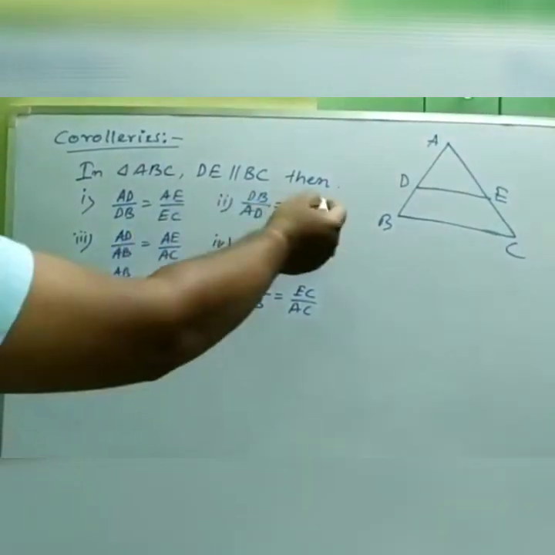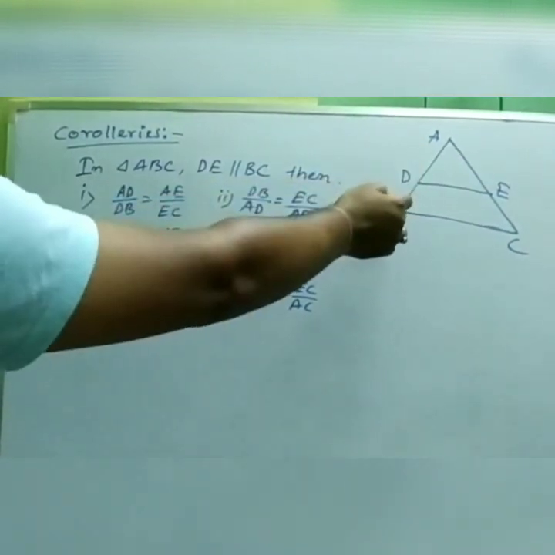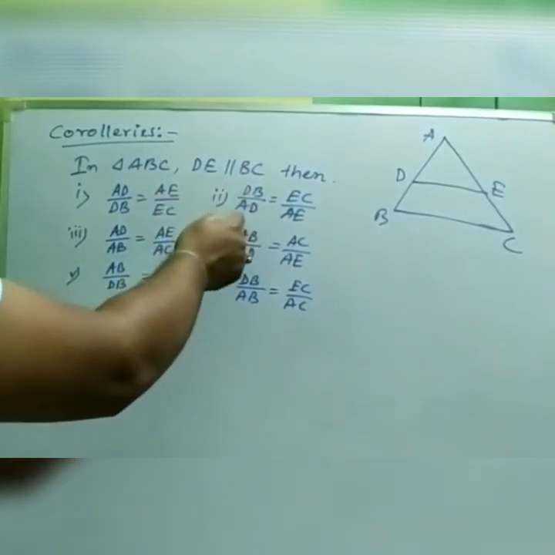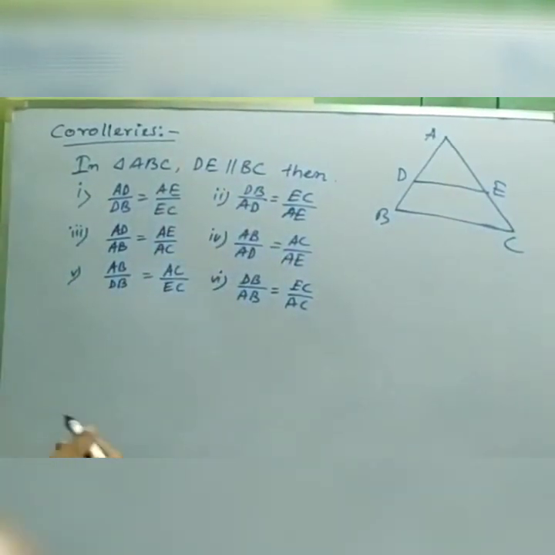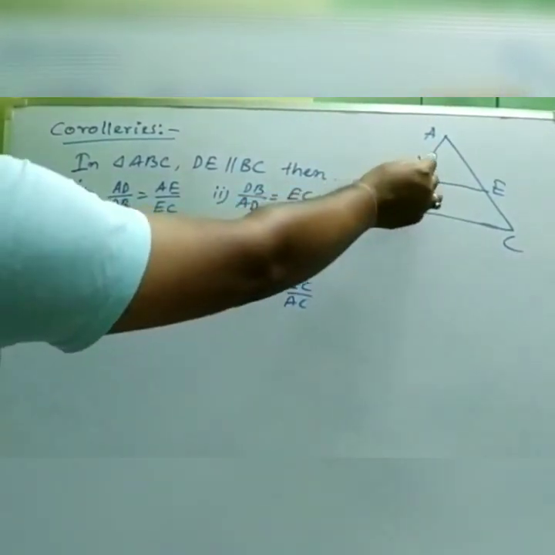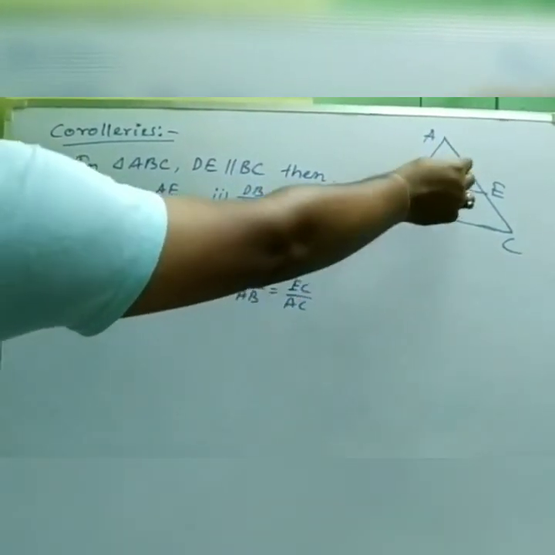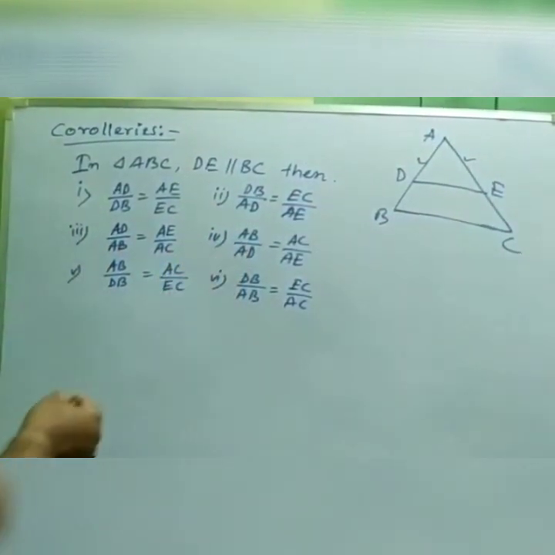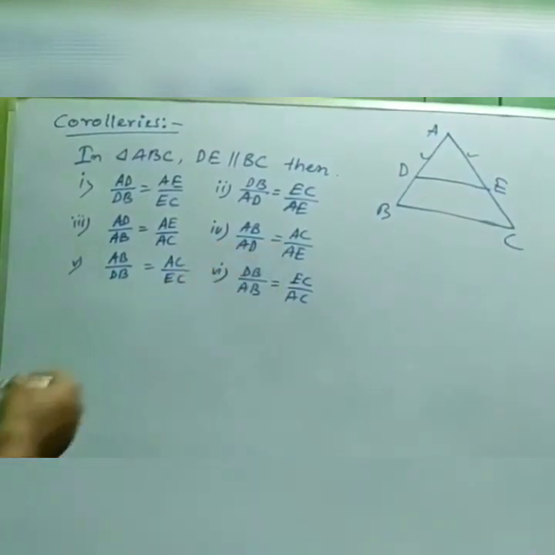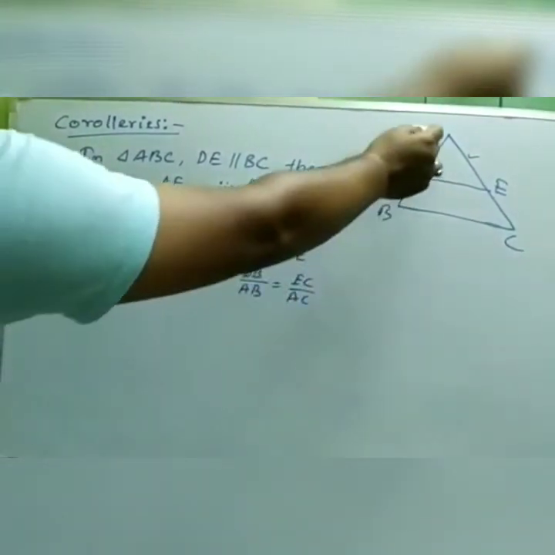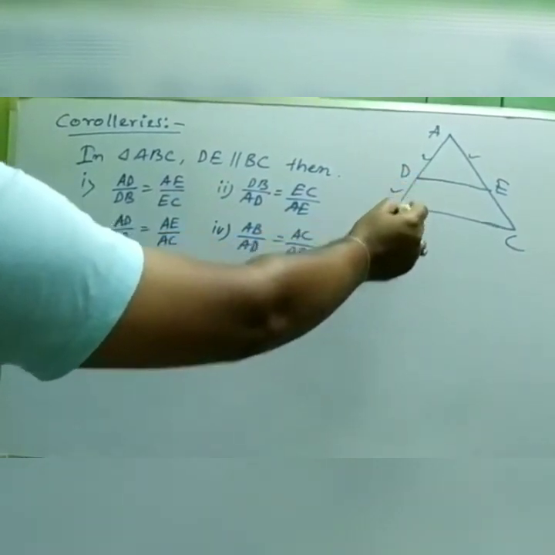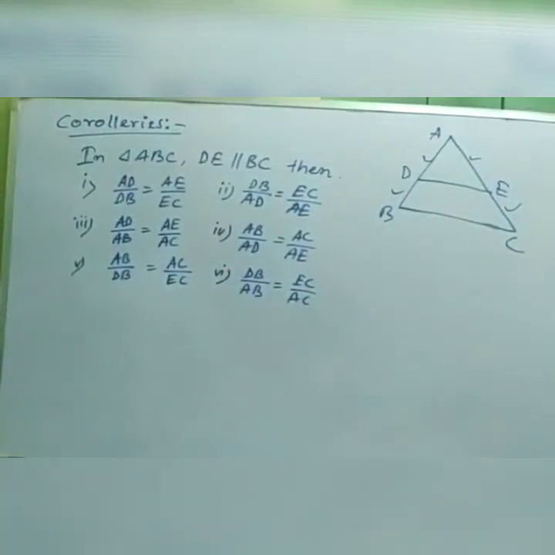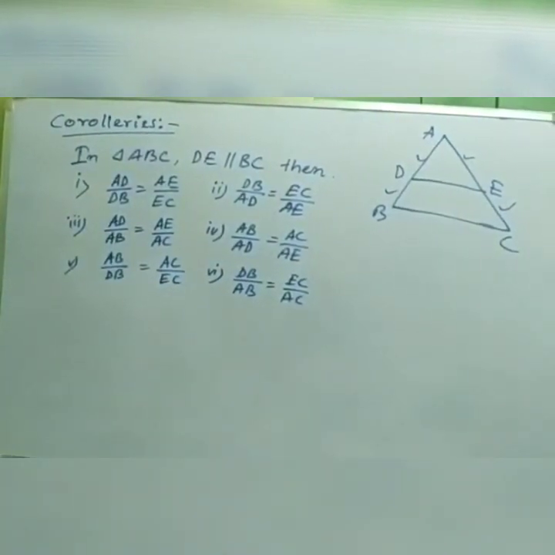By the BPT, AD by DB equals AE by EC. Their reciprocal is also the same: DB by AD equals EC by AE. Similarly, AD by the whole side AB equals AE by the whole side AC, and the reciprocal AB by AD equals AC by AE. Now the whole part AB divided by DB equals the whole part AC divided by EC, and its reciprocal DB by AB equals EC by AC.